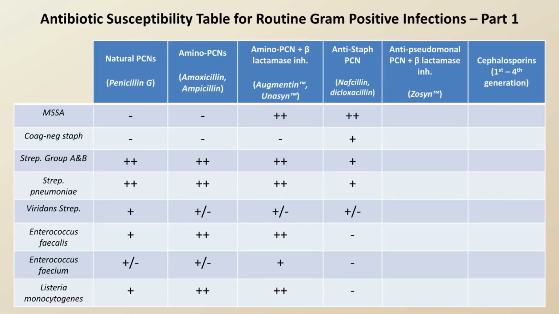The combination of an anti-pseudomonal penicillin and beta-lactamase inhibitor, as seen with Zosyn, provides broad gram-positive coverage of just about everything except viridans strep. Cephalosporins vary substantially in their gram-negative and anaerobic coverage, but for the most part, their gram-positive coverage is fairly similar, with only a few minor differences between individual drugs. Cephalosporins tend to have excellent MSSA and strep coverage, including viridans strep, but have less reliable coverage of coag-negative staph and have absolutely no coverage of Enterococcus or Listeria.